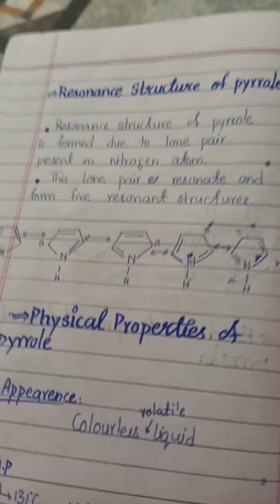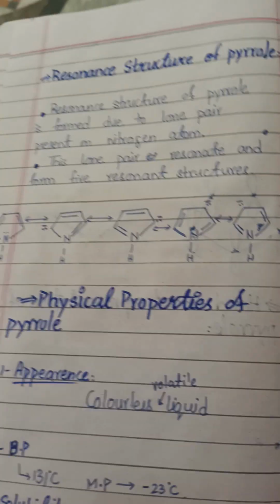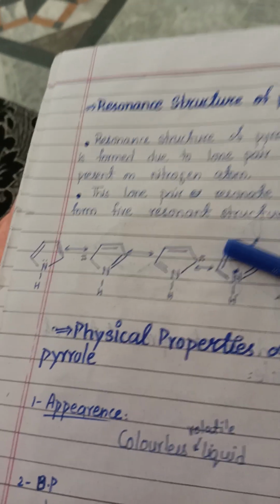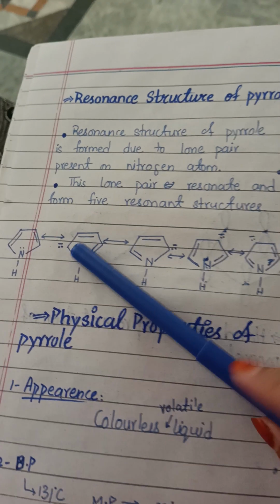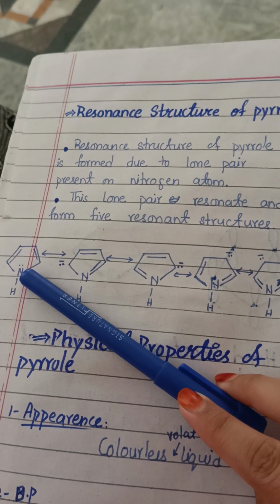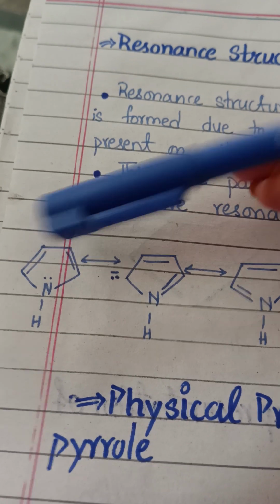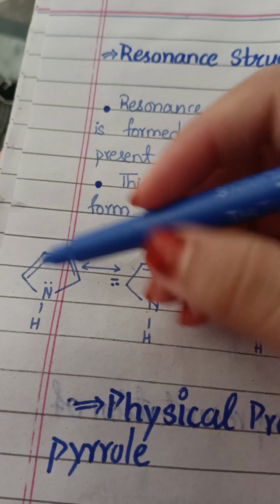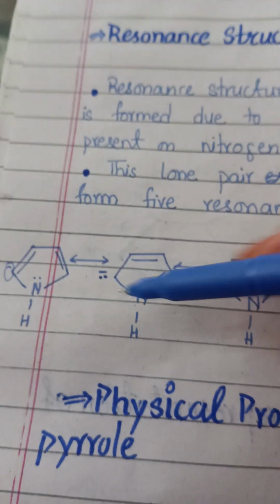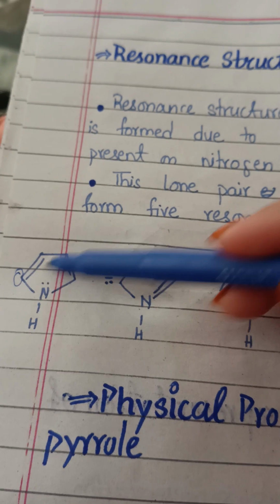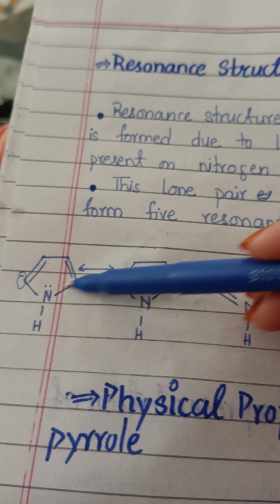We discuss the resonance structures of pyrrole. First of all, the resonance structures of pyrrole arise due to the lone pair present on the nitrogen atom. This lone pair resonates and forms different structures. First, this lone pair is present on the nitrogen atom. Now this lone pair is displaced to this side, and this lone pair came here, and this bond shifted to this side, and this bond also shifted to that side.